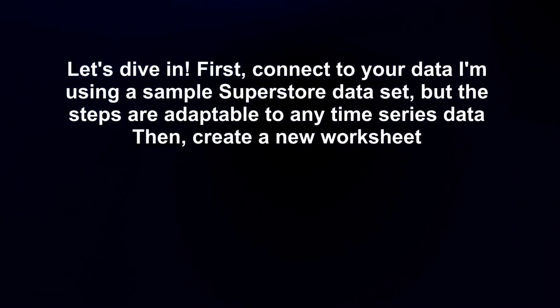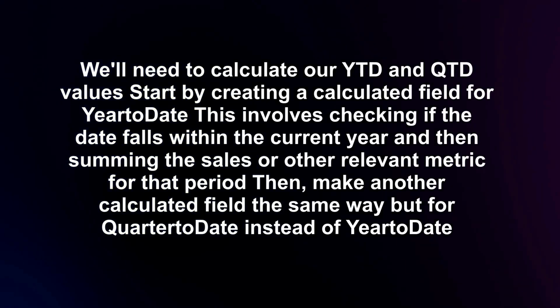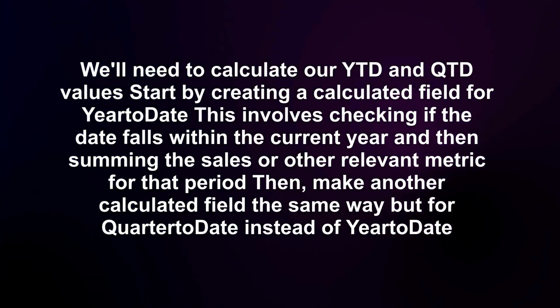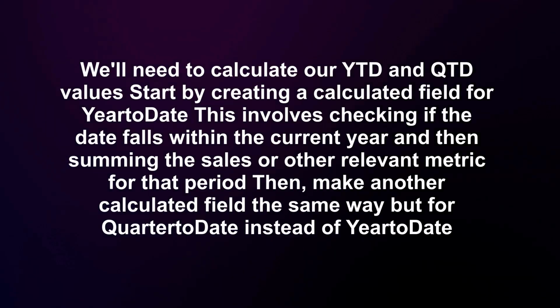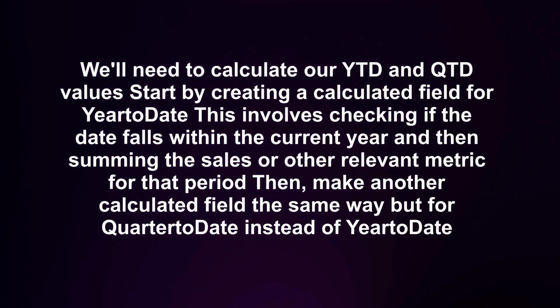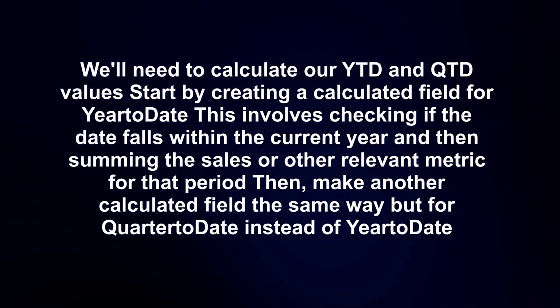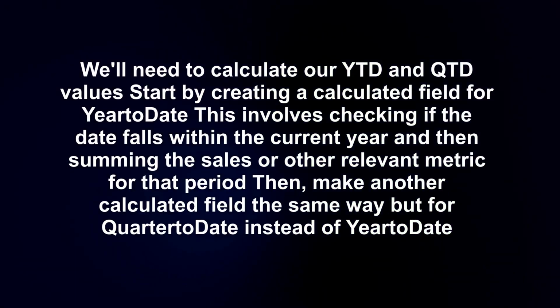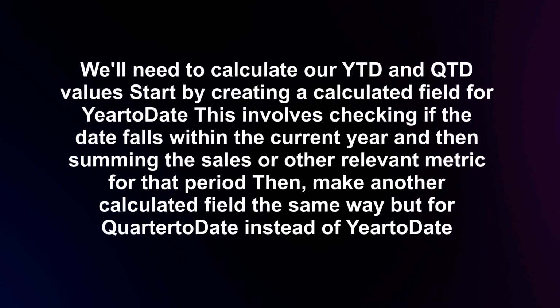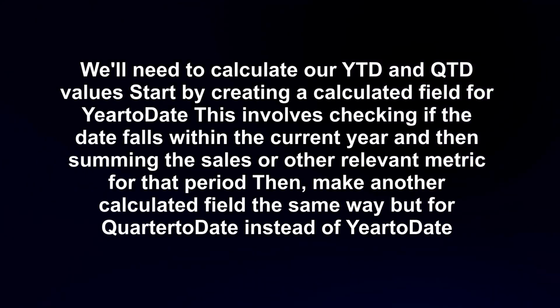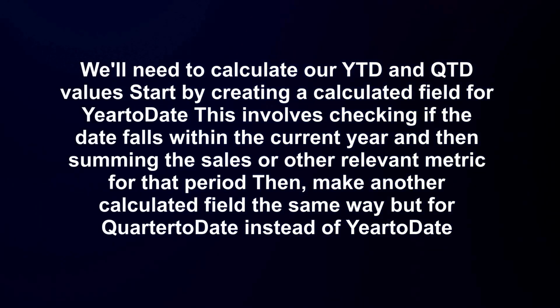Then, create a new worksheet. We'll need to calculate our YTD and QTD values. Start by creating a calculated field for year-to-date. This involves checking if the date falls within the current year and then summing the sales or other relevant metric for that period. Then, make another calculated field the same way but for quarter-to-date instead of year-to-date.